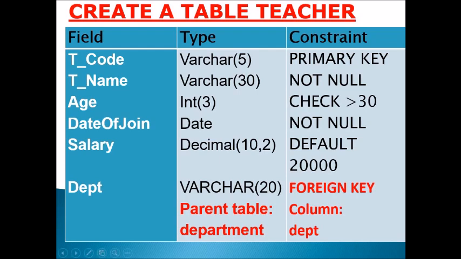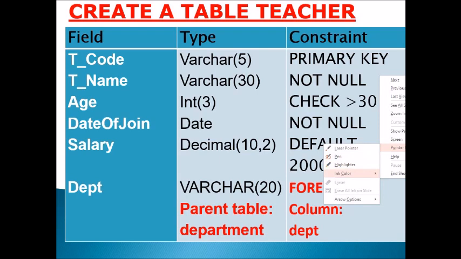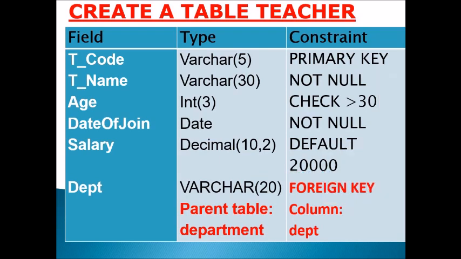And similarly, the last column is department with data type varchar 20, and the constraint to be applied is foreign key, which will refer to the department table.